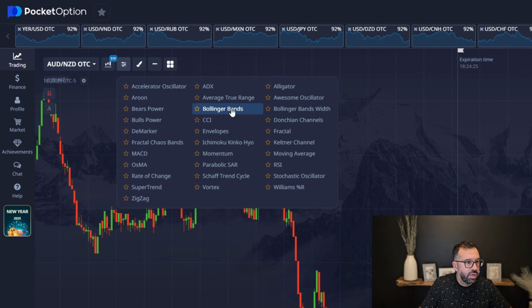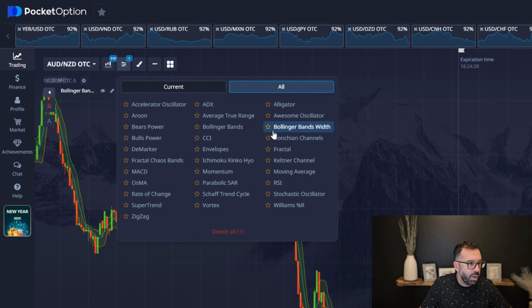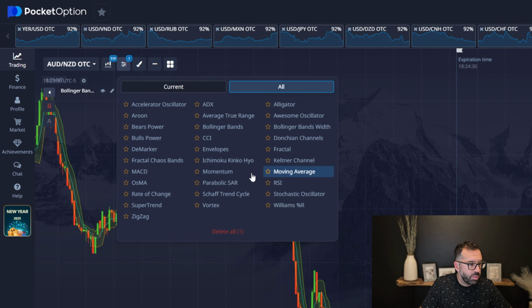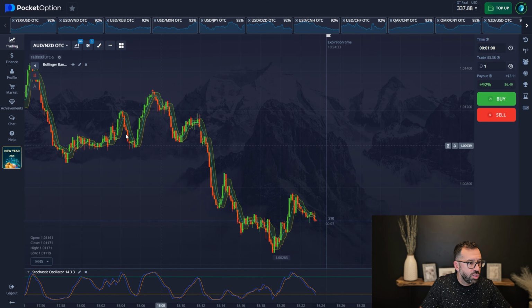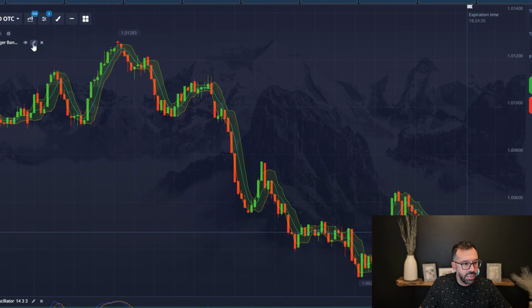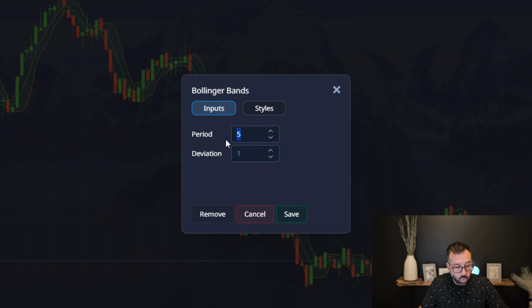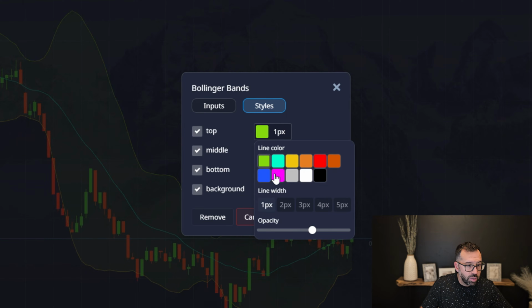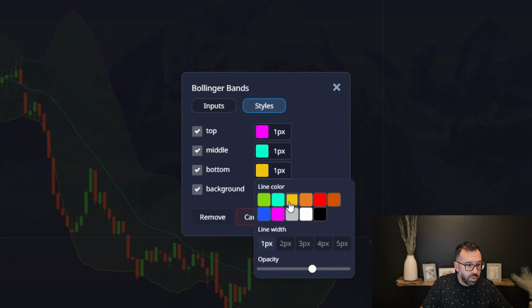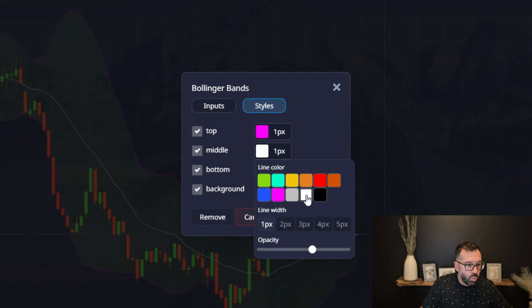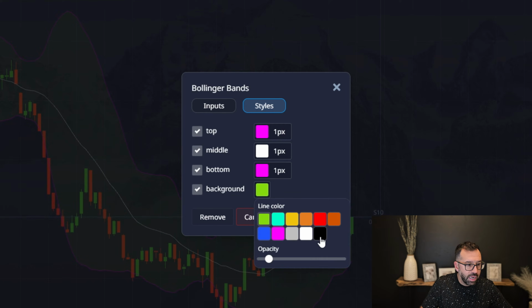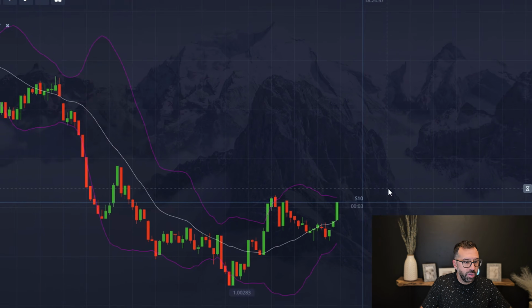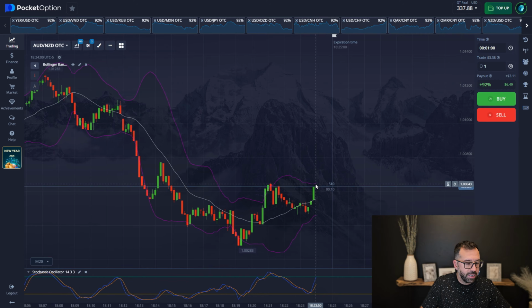The first indicator we are going to set up is the Bollinger Bands, and the next one is the Stochastic Oscillator. With the Bollinger Bands, these are the settings we're going to use. We're going to do 20, and deviation 2, and styles. I like to change this to purple, and bottom purple, and the middle line is nice and white. And then the background, I like to make black so that I can see through it, so that I can really see where the purple is, all right?